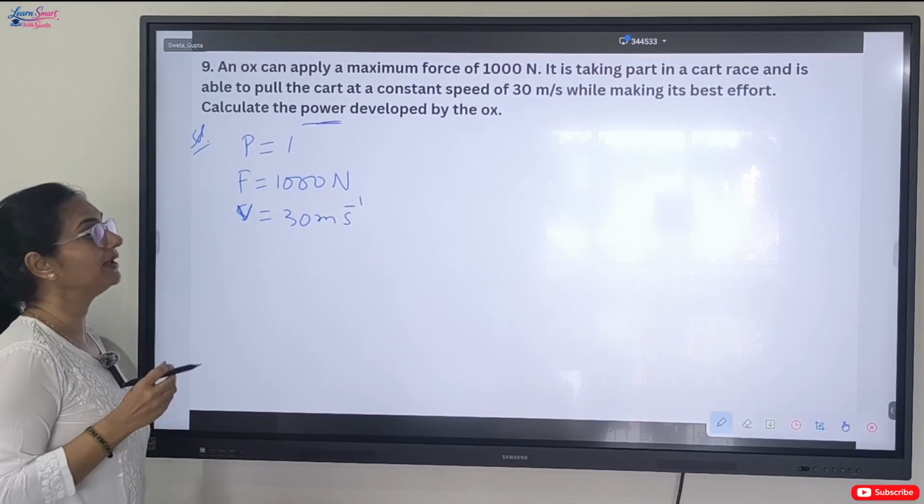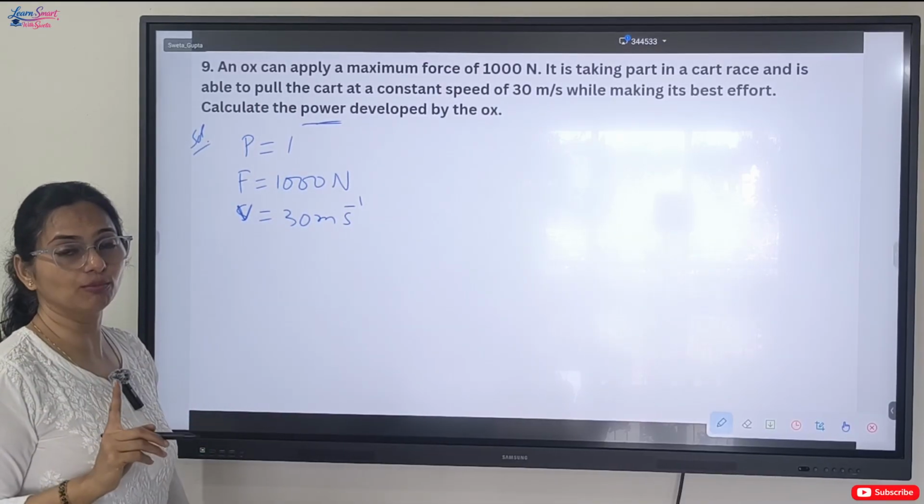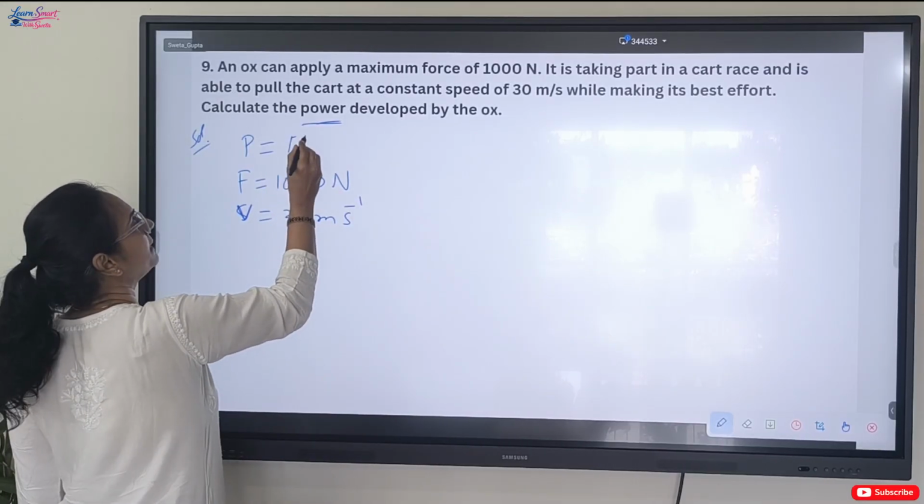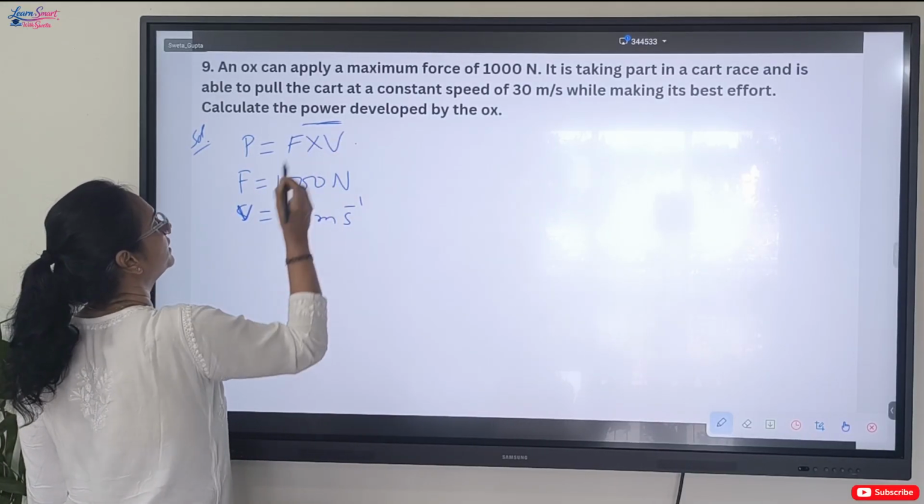So the cart pulls at a constant speed of 30 meter per second and we have to calculate the power. So we know power, when you have to remember the formula P is equal to F into V. So we will use the formula P is equal to F into V.